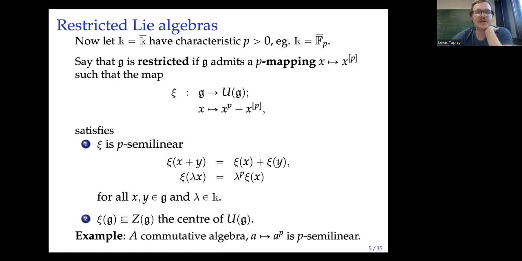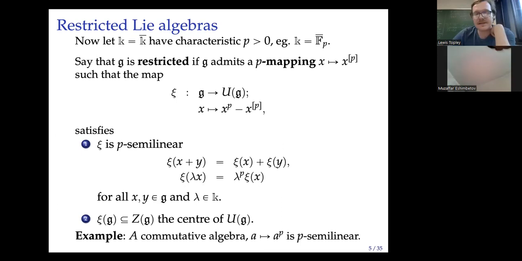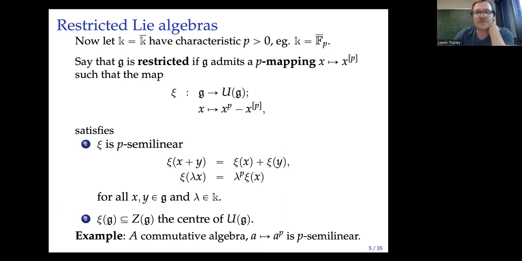And just to give one example of a p-semilinear map from a vector space to a vector space, take a commutative algebra; then the map that takes pth powers, the Frobenius map on this algebra, is p-semilinear. And this psi is supposed to be emulating exactly this structure. So we've got a non-commutative version of the map on the coordinate ring of G star, which takes pth powers.